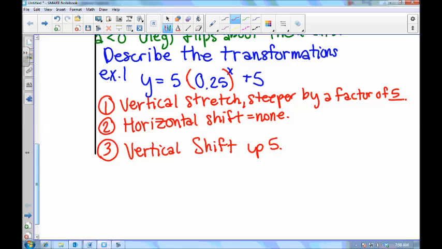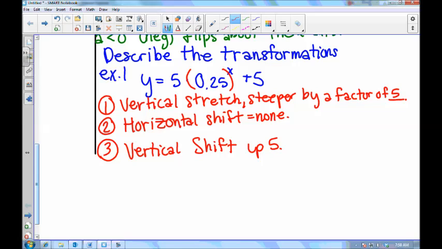Now the fourth thing we would write would be if A was negative, we'd say it flips. Do we need to write that the graph flips? No, because A was positive 5. So we're done. You will be doing some of that on your homework. So at minimum you write 3. Even if it's none, you say horizontal shift is none. There would be a fourth one if A was negative and you just say it flips. Okay?